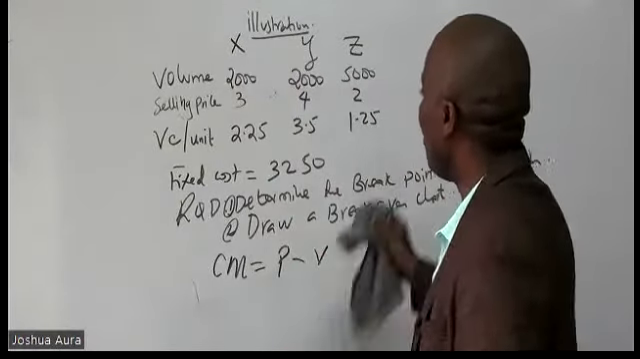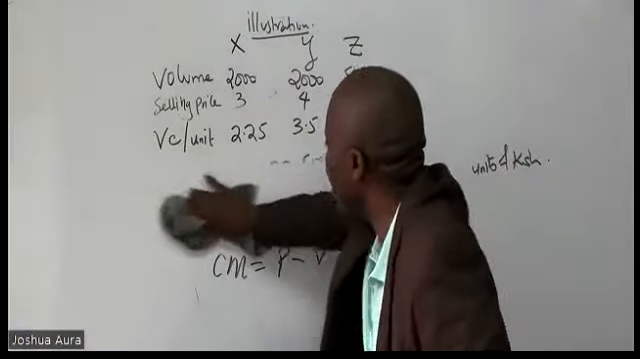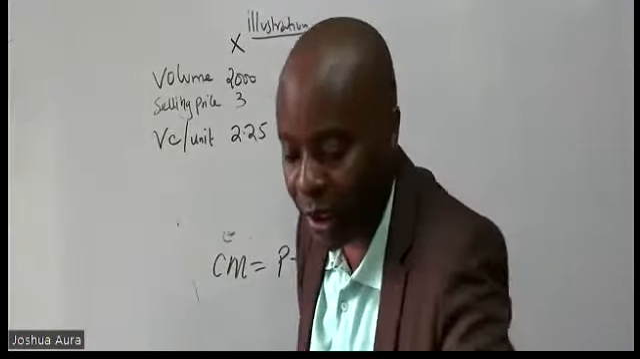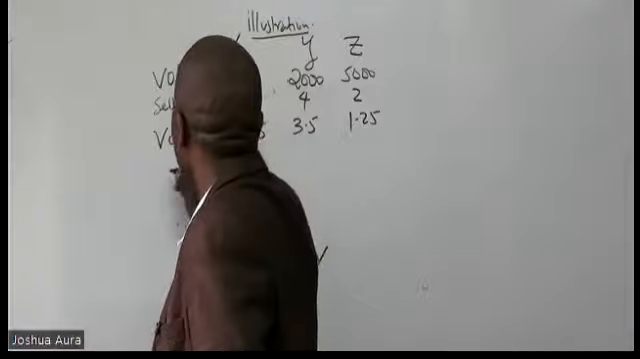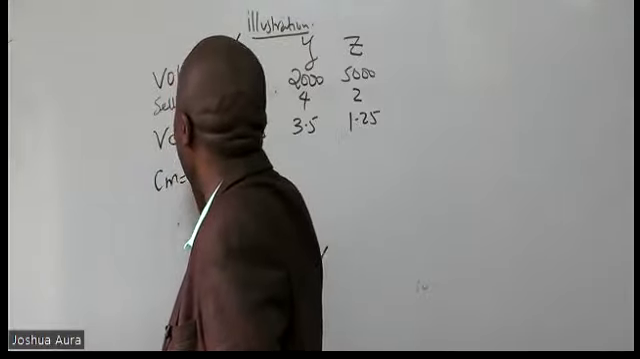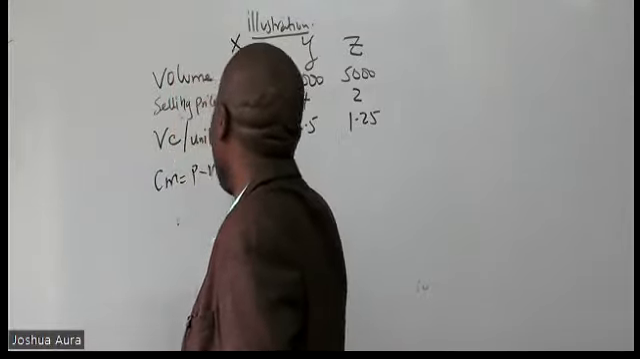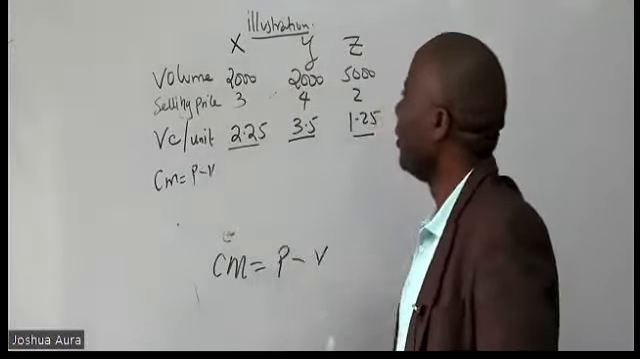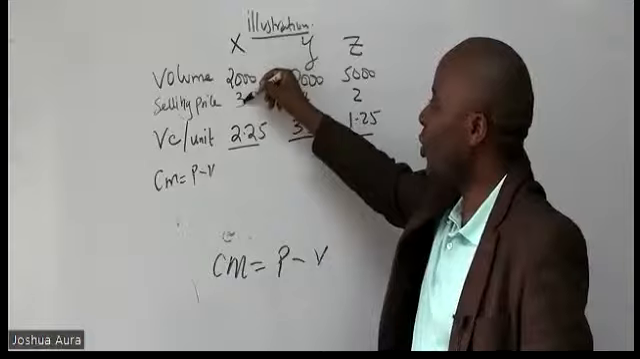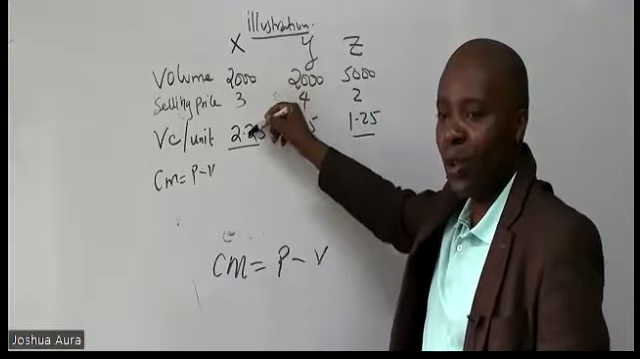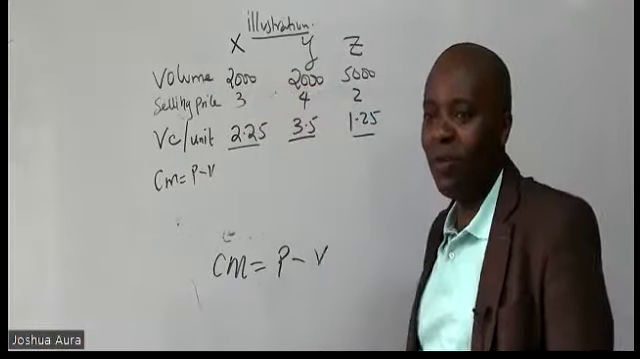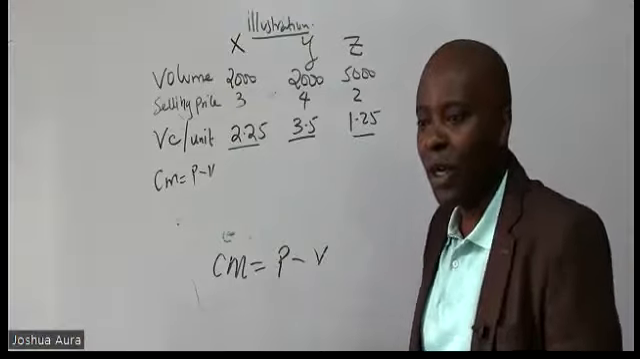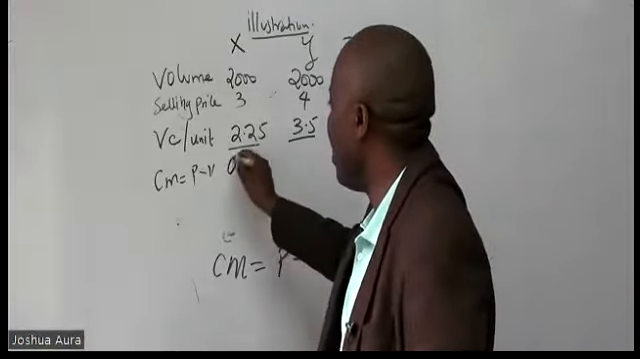What I would want to do is to create a row here where I get the contribution margin for each product, which is price minus variable cost. So is there somebody who is able to do that for me? For example, for X, I'll take 3, which is the selling price, minus 2.25. Could you kindly give me this contribution margin per unit? The first one I'm being told by Gordon is 0.75.